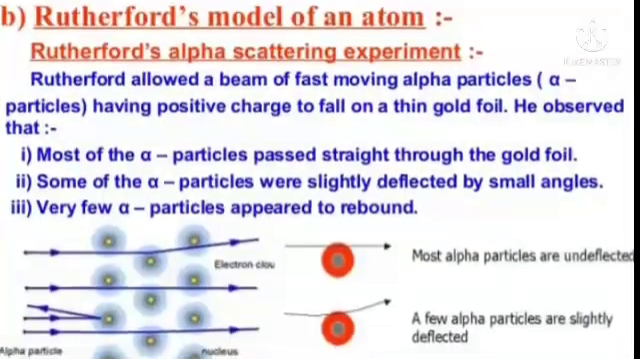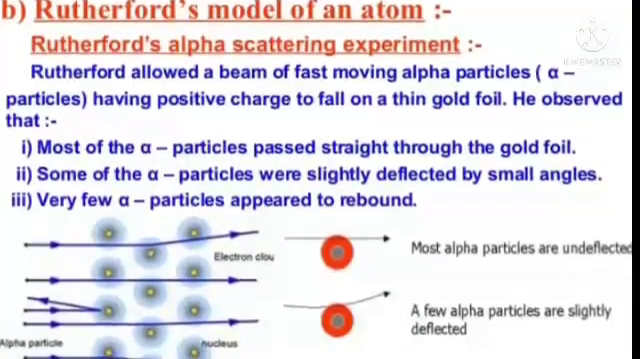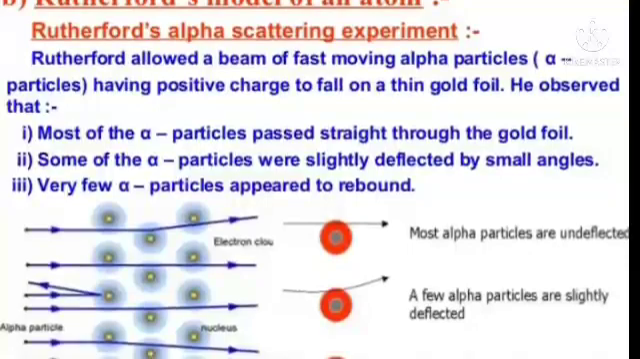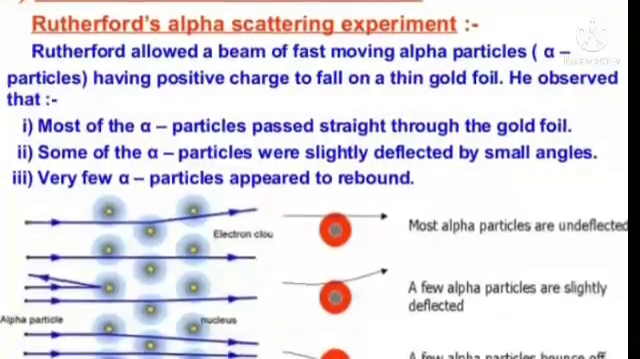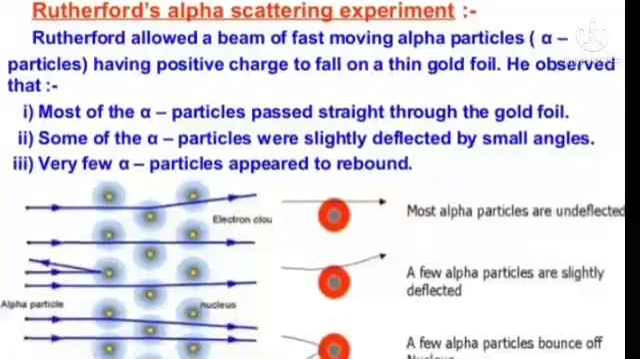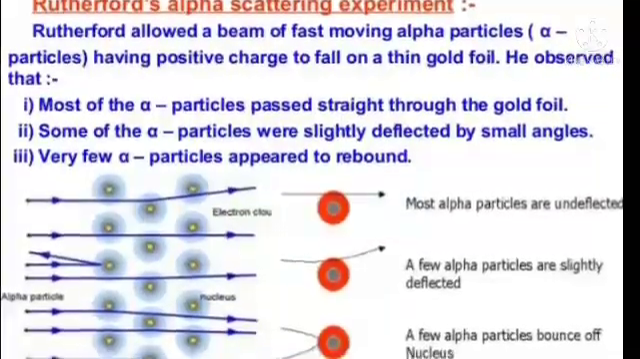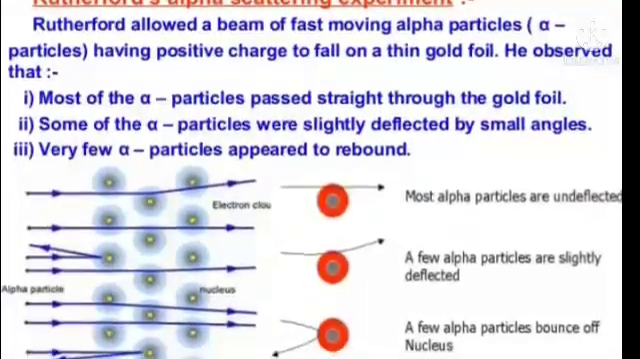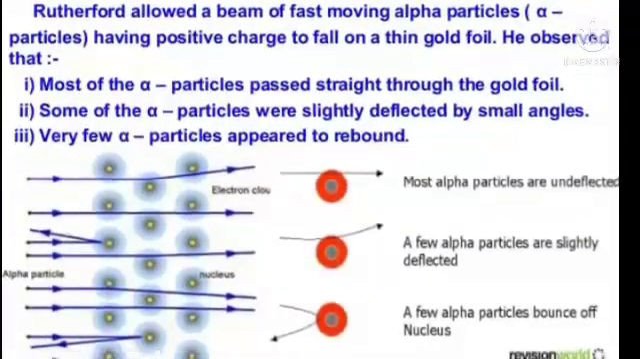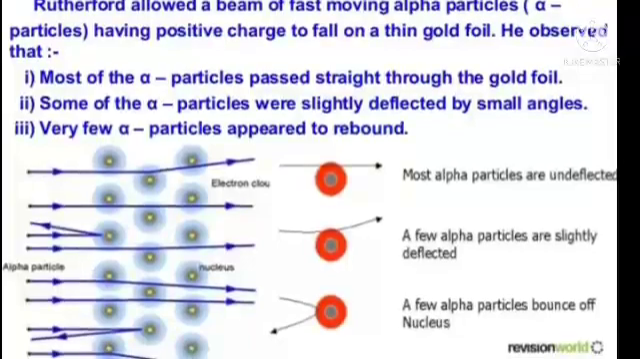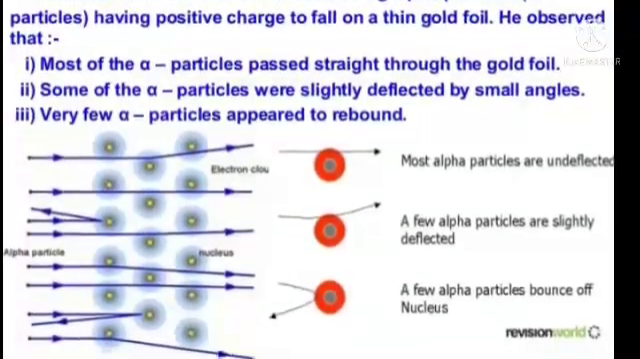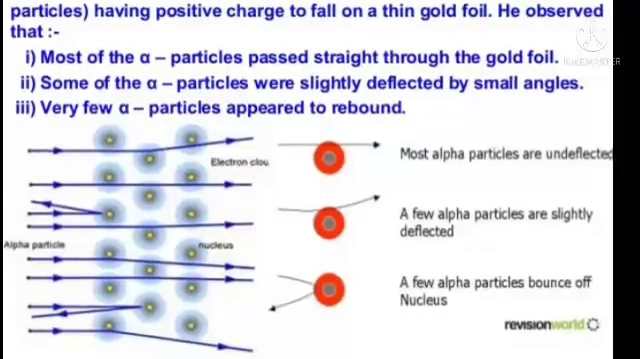Rutherford's model of an atom. Rutherford's alpha scattering experiment. Rutherford allowed a beam of fast-moving alpha particles having positive charge to fall on thin gold foil. He observed that most of the alpha particles passed straight through the gold foil. Some of the alpha particles were slightly deflected by small angles. Very few alpha particles appeared to rebound.